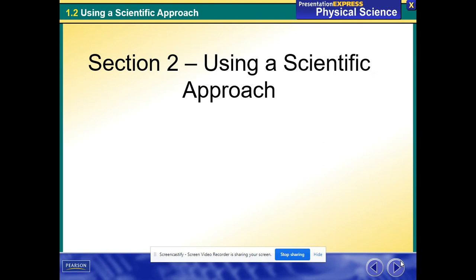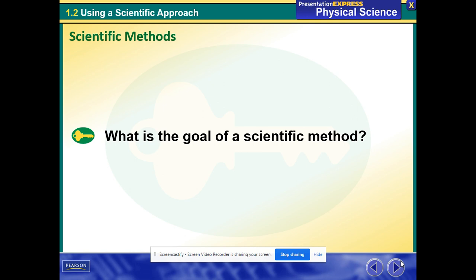Hey class, today we're going to go over section 2, which is about using the scientific approach. One of the key goal questions that we're going to answer and that I want you to understand from this lesson is what is the goal of the scientific method? So we're going to go over what is the intended purpose of it and a general explanation of what the scientific method is.